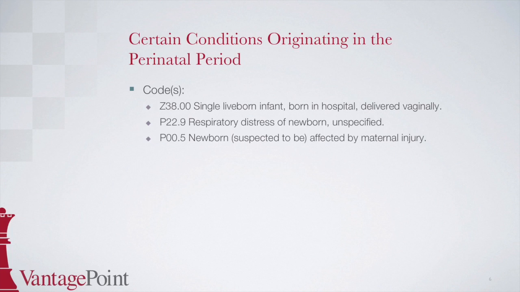When you confirm P00.5 in the tabular, there is an instructional note under category P00 stating code first any current condition in newborn. Therefore, we know that P00.5 must follow the newborn respiratory distress code. Also, Z38.00 must go first, as the guidelines state that when coding the birth episode, a code from category Z38 must be the principal diagnosis.